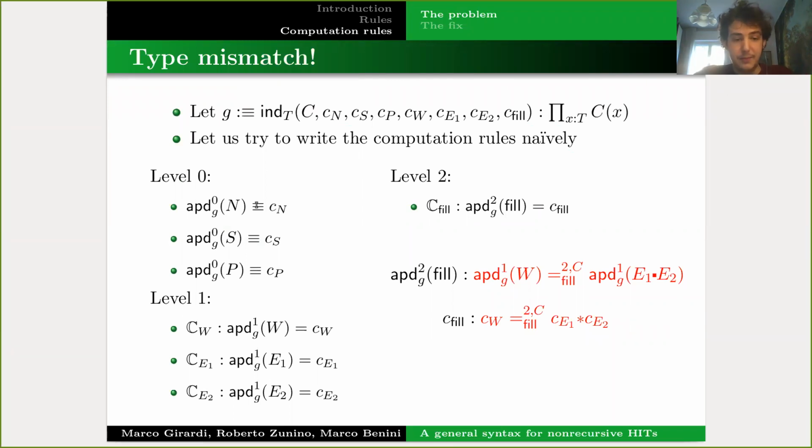At level 1, we want just propositional equalities. So if we want to say that APD1 W is equal to the induction method of W, and this is just propositional, we introduce a constant here of this type. If we want to do the same thing at level 2, we have a problem, because we would like to write this, but APD2 fill has this type here, while CFill has this type below. And the two are not definitionally the same, so we cannot form this identity type here.